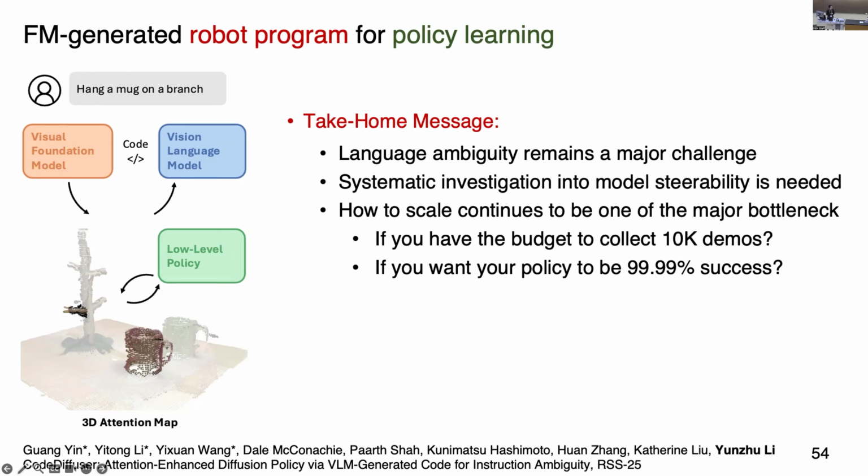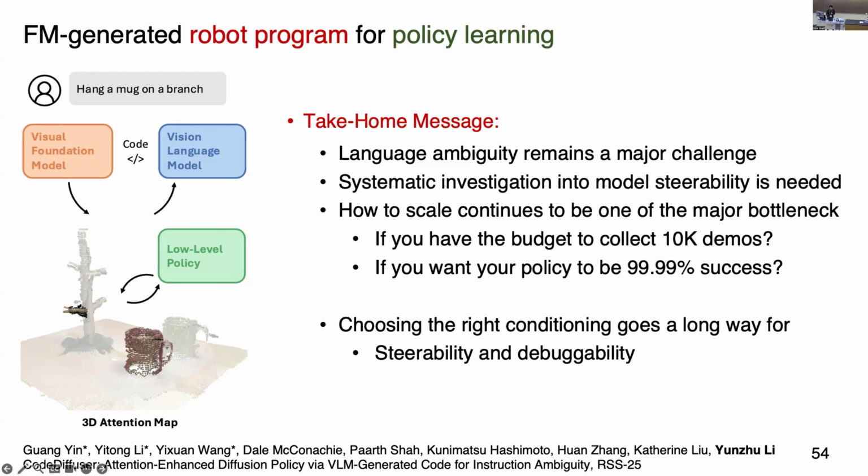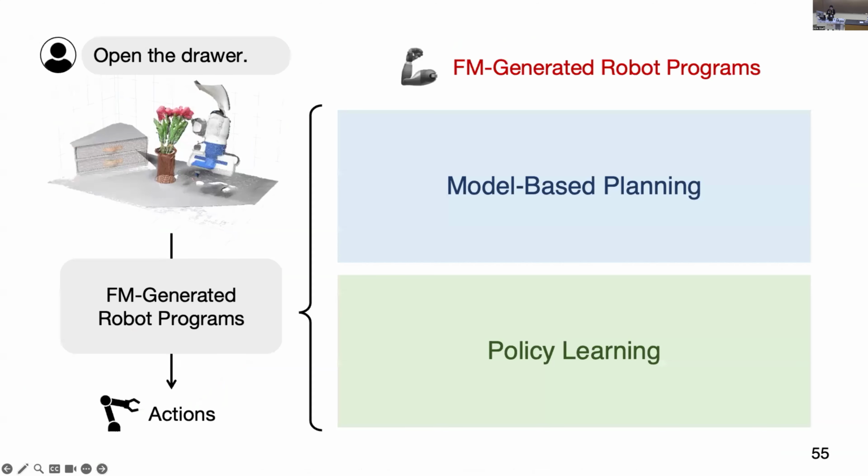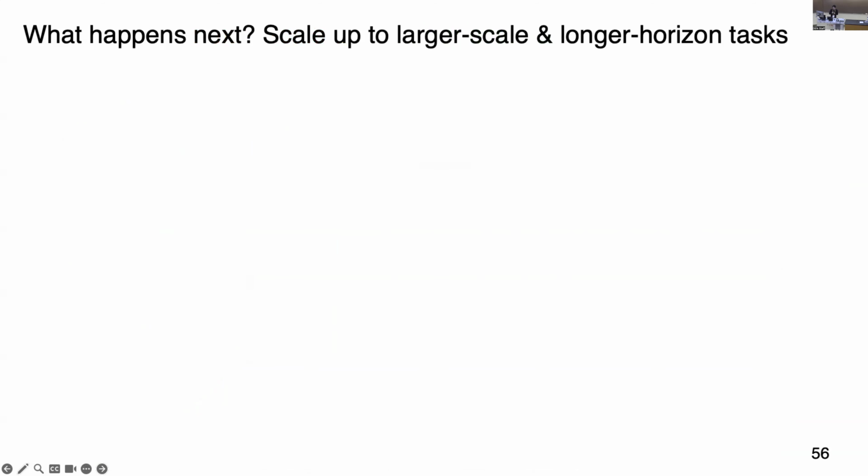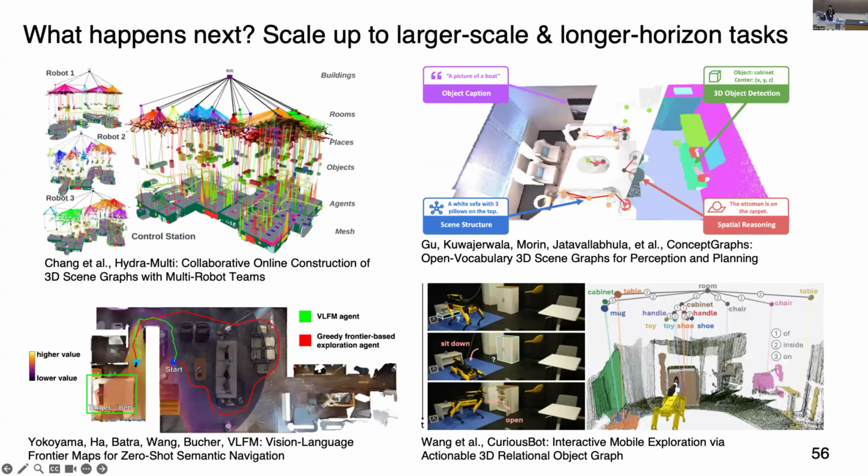And we have to think about whether there are conditionings that help us better understand which way and where we should do the scaling up. And choosing the right conditioning actually goes a long way for both steerability and debuggability. And these have been the two major opportunities we identify in using foundation model generated code, both for model-based planning and policy learning. Going forward, obviously we want to scale up to larger scale environments and longer horizon tasks.